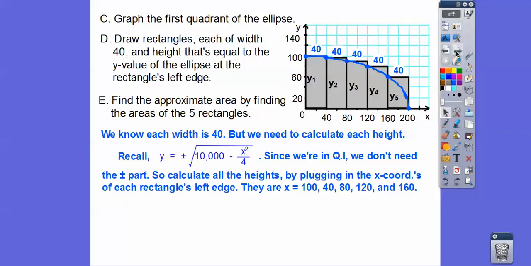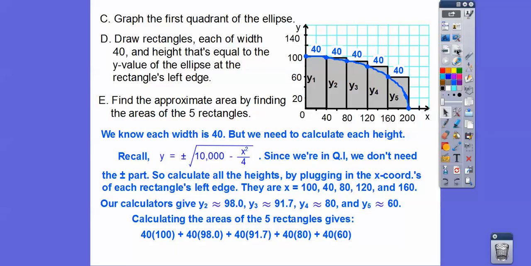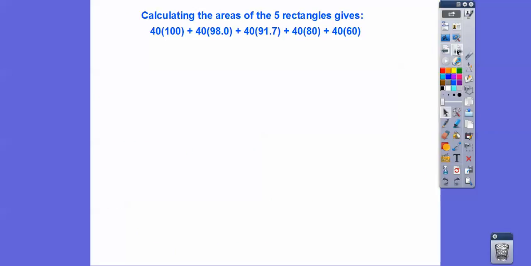Okay, so they're all those x values. We're just going to plug them in. So x equals 100. We already know that. x equals 40. x equals 80, 120, 160. Okay, we don't need to worry about this one because we only want this left edge right here. Okay, all right, so when you do that, our calculators give those y values right there. So those are all the y values. So each rectangle is going to be base times its height, and all of them are base 40s, so it's going to be 40 times all of these. Okay, so when we do that right there, 40 times all of those, let me slide that up right there, we get that.